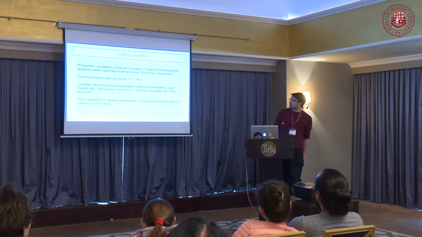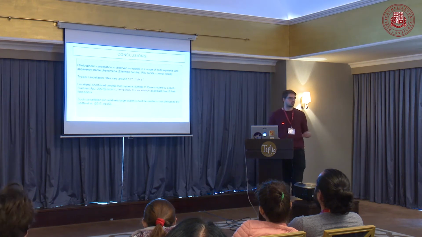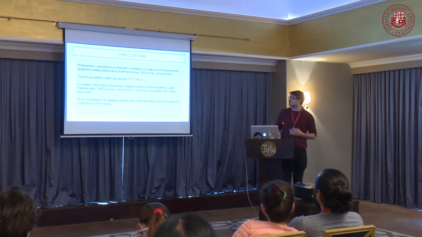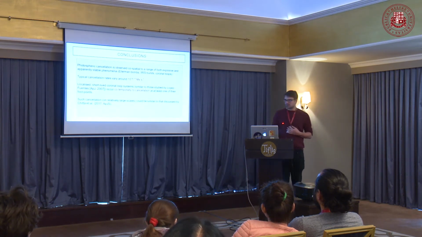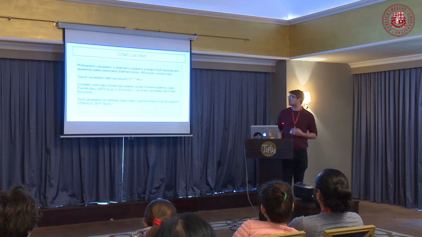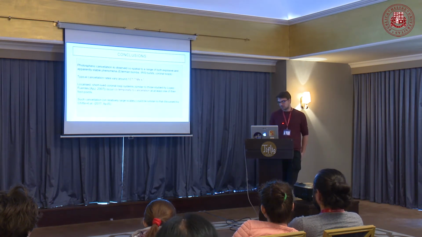So, just the conclusions. This photospheric cancellation is observed throughout the atmosphere. We see it in active regions, we see it in quiet sun regions, and it has a variety of observational signatures. But for the different types of features we looked at, we got very similar cancellation rates. It didn't really depend on what we were looking at.